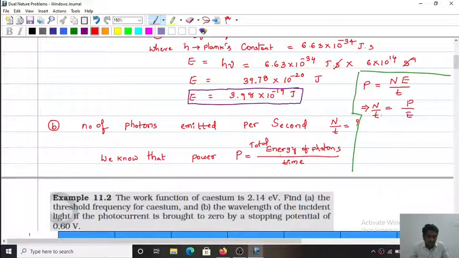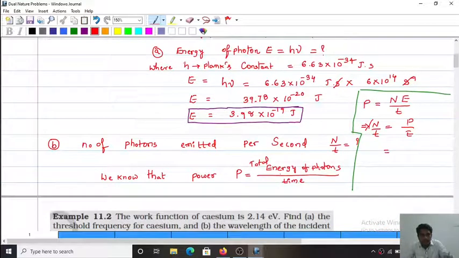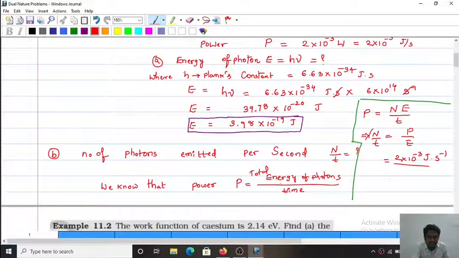Therefore the number of photons emitted per second is equal to P, the power, which is given as 2 into 10 power of minus 3 joule second inverse, divided by the energy of one photon, h nu, which is 3.98 into 10 power of minus 19 joules. Here joule gets cancelled.